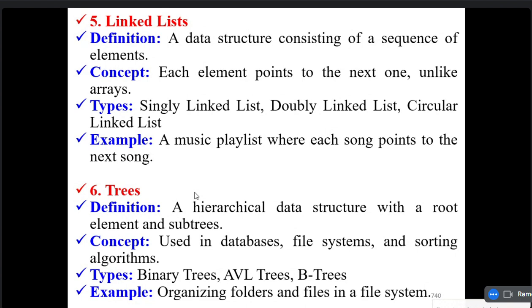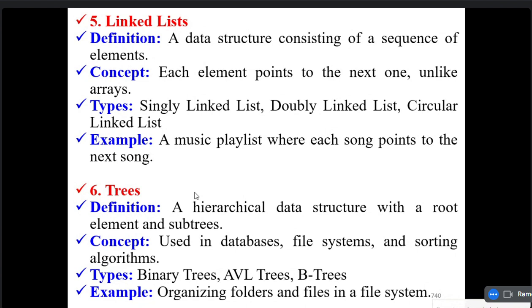AVL means Adelson-Velsky and Landis. The scientists proposed AVL trees. It follows the binary search tree principle: the left node is always less than the root node, and the right node is always greater than the root node. That is called an AVL tree. AVL trees are where the height of the left subtree minus the height of the right subtree equals 1, minus 1, or 0. Any BST that satisfies that condition is called an AVL tree.